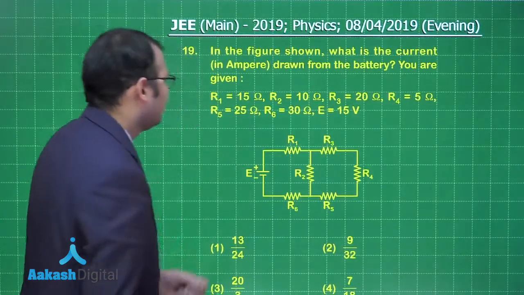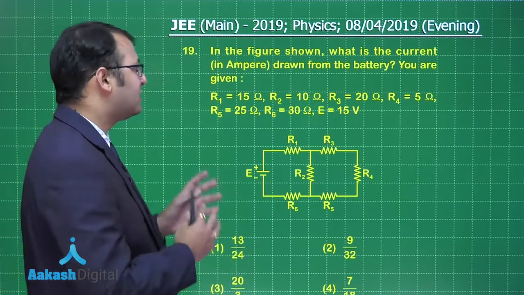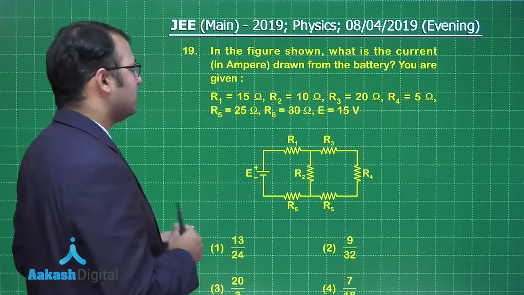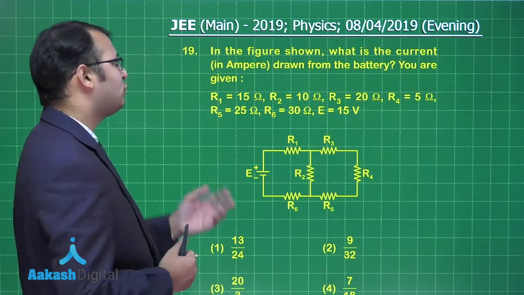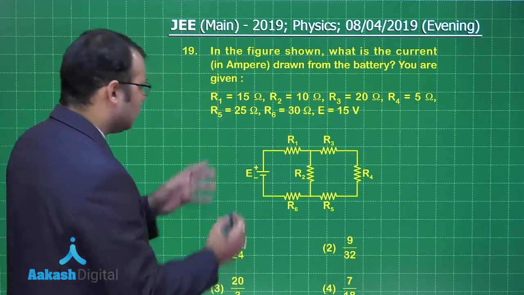Now let's take our next question, that is question number 19. Here is the question. This belongs to the section of electromagnetism from the chapter current electricity. As per the question, there's a figure given to us and we have to find the current which is being drawn from the battery, right?